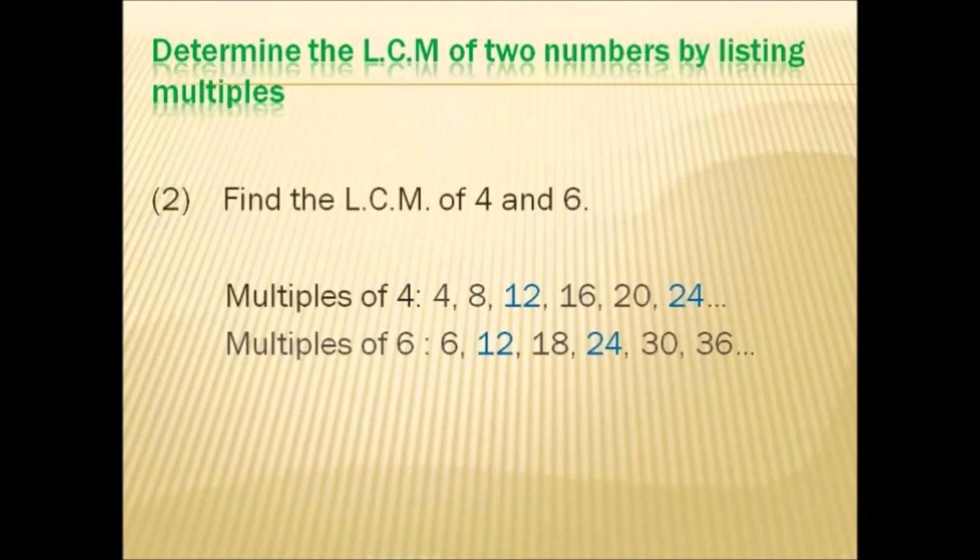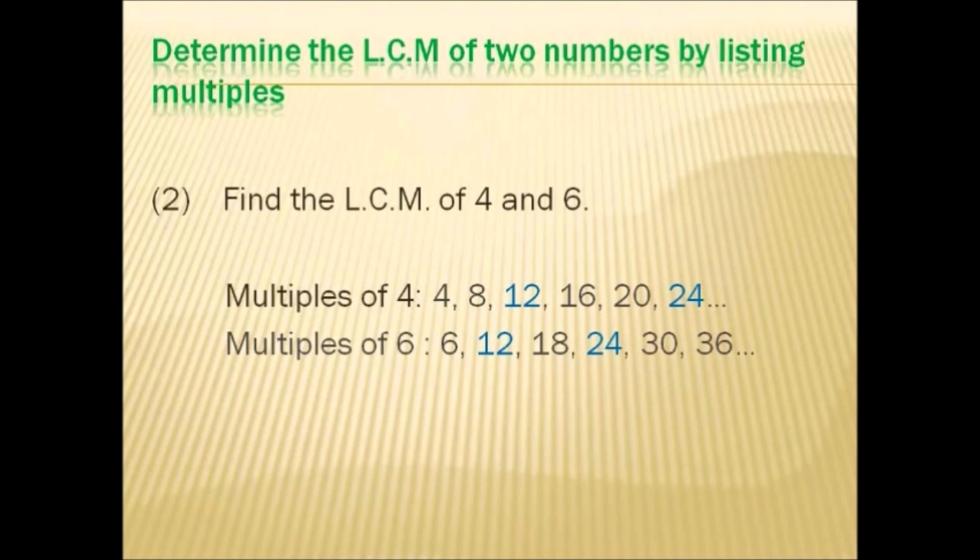Now let's determine the LCM of two numbers by listing multiples. Let's do a second one, the LCM of 4 and 6. Let's list some of the multiples. 4, 8, 12, 16, 20, 24, you're counting in 4s. And for 6: 6, 12, 18, 24, 30, 36, you're counting in 6s.